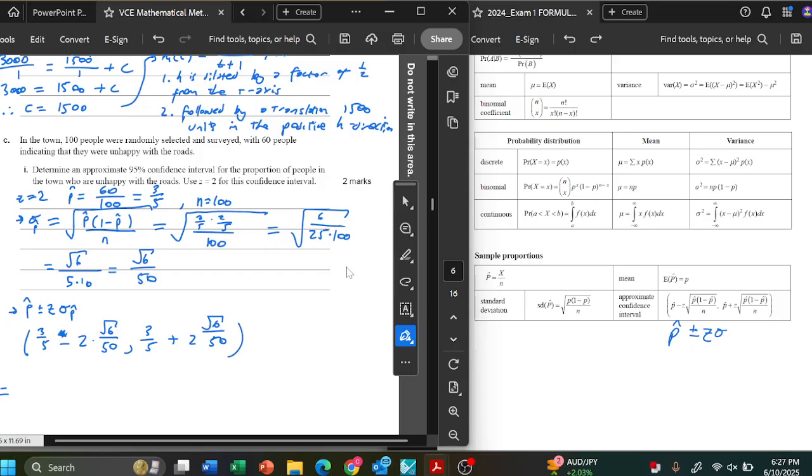Can we simplify that down at all? You betcha we can. That's going to be equal to 3 over 5. 2 divided by 50 comes out as 1 over 25. So that's 3 over 5 minus root 6 over 25 to 3 over 5 plus root 6 over 25. We could actually simplify that down further, but I think that should be good enough. I think we've just written it like that.